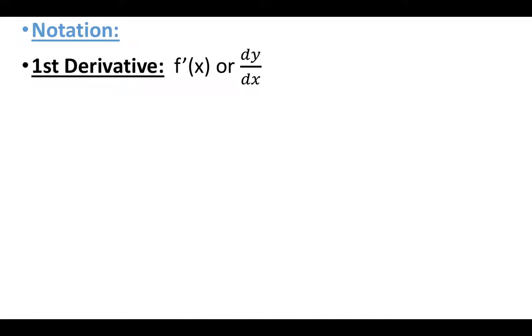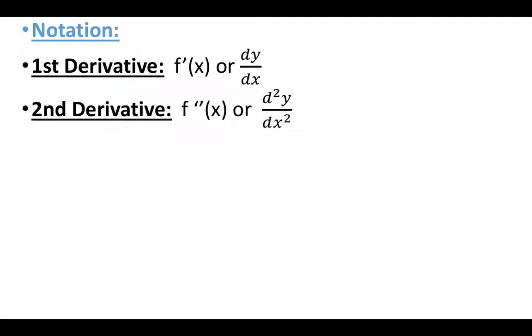So here's the notation that we should know. The first derivative that we know already is the f prime notation, or dy dx. Now, the notation for the second derivative looks like this. You have f double prime of x, or you write this one, which means the second derivative.